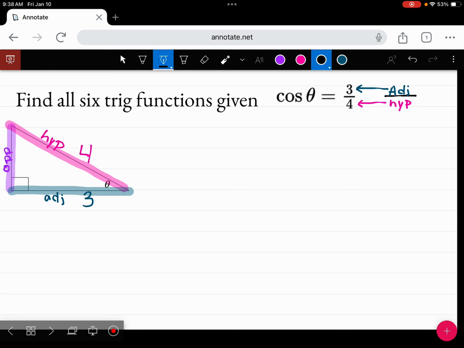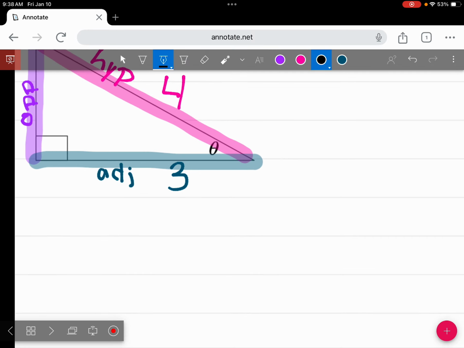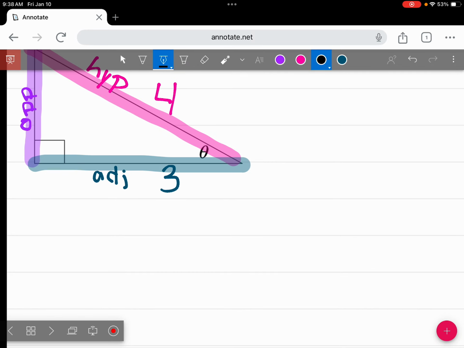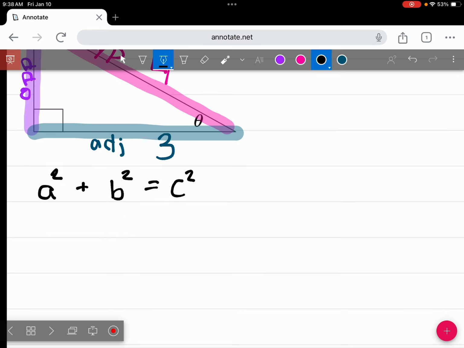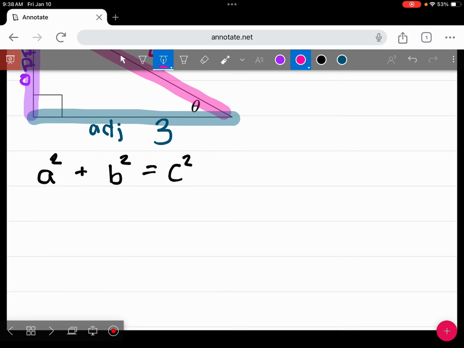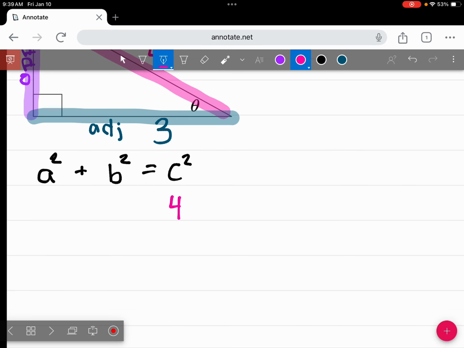Pythagorean theorem. So I know right triangles. That only works if 5 is your hypotenuse. A squared plus B squared equals C squared. Which piece is C? The 4. The hypotenuse is your C. The 3, is it A or B? Or does it matter? It does not matter even a little bit. Put it as A, put it as B, it doesn't matter.